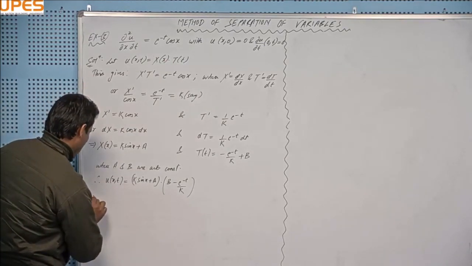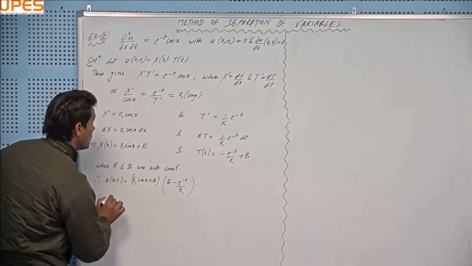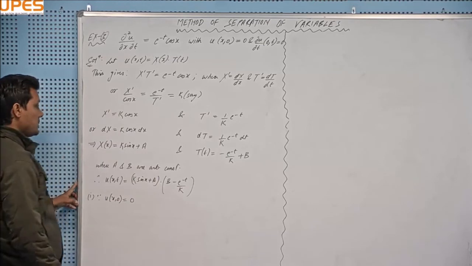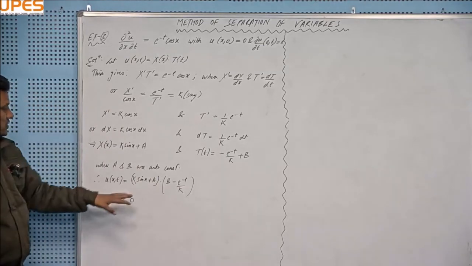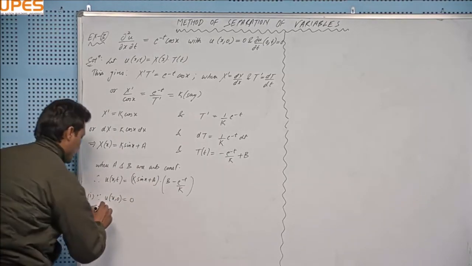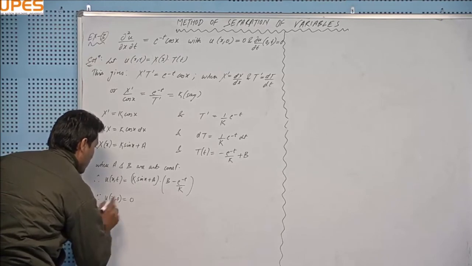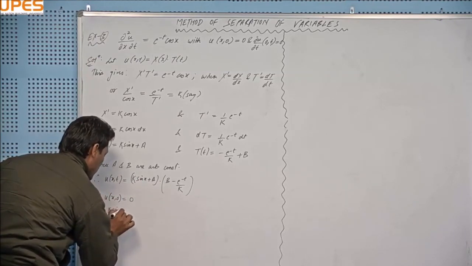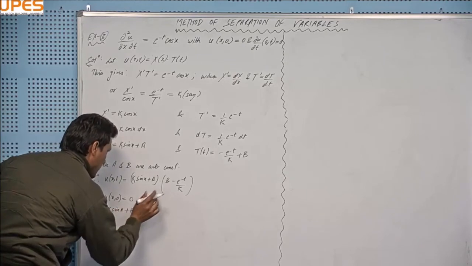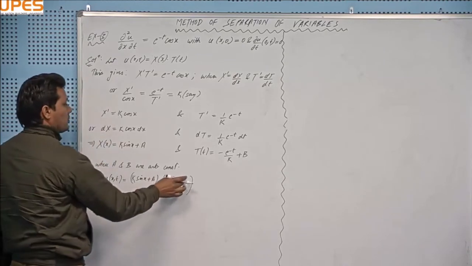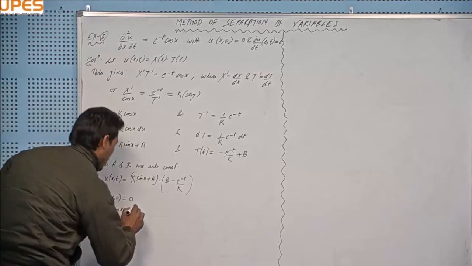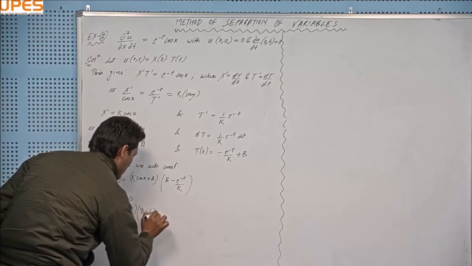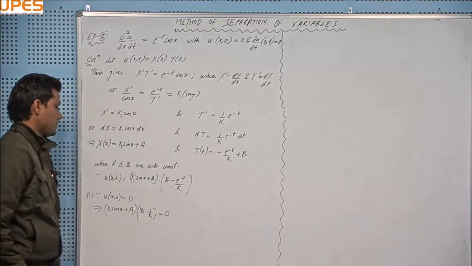since u(x, 0) is equal to how much? 0 is given, right? Putting t equal to 0 in this solution, I will get k sin x plus capital A, and t equal to 0 will produce e to the power 0, that will be 1. So (B minus 1 by k) multiplied by that is equal to 0, right?